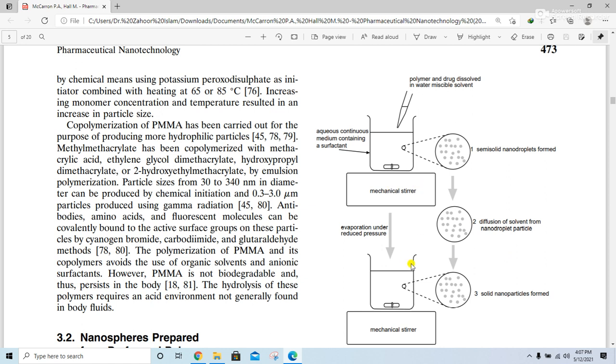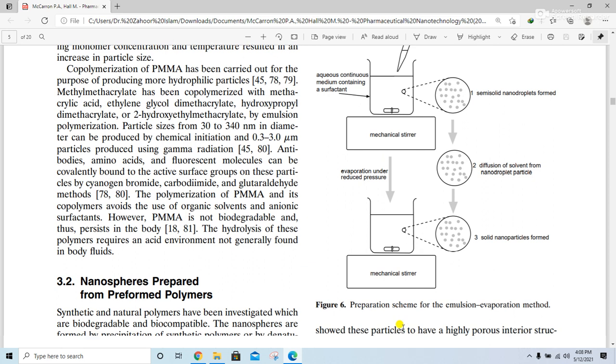It should be under a very low pressure, so it can be evaporated under reduced pressure. In the third case, the solid nanoparticles are formed, with the help of this mechanical stirrer. So there are different methods through which you can formulate and prepare nanoparticles and nanospheres, by different processes like polymerizations and many more processes.